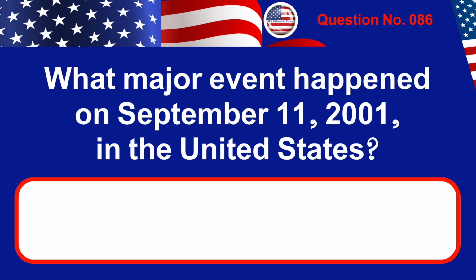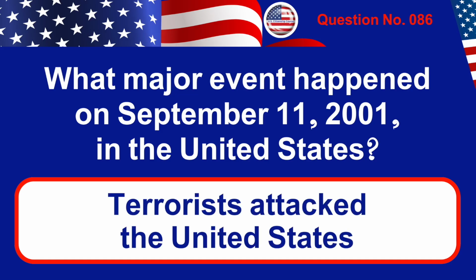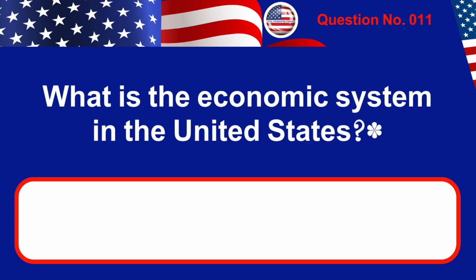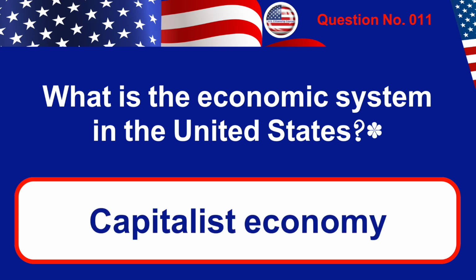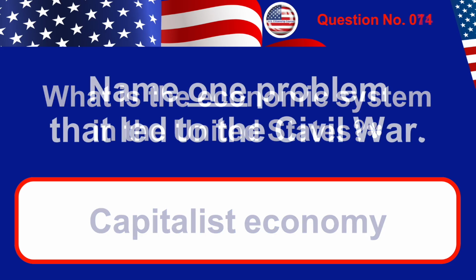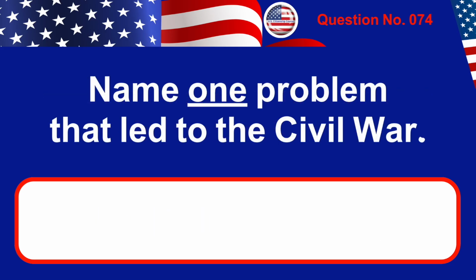What major event happened on September 11, 2001, in the United States? Terrorists attacked the United States. What is the economic system in the United States? Capitalist economy. Name one problem that led to the Civil War. Slavery.